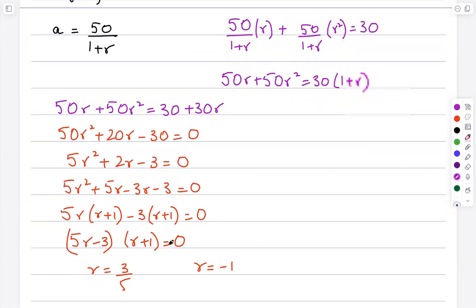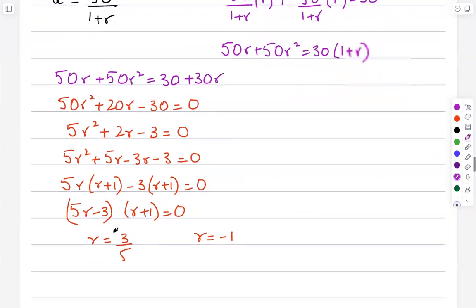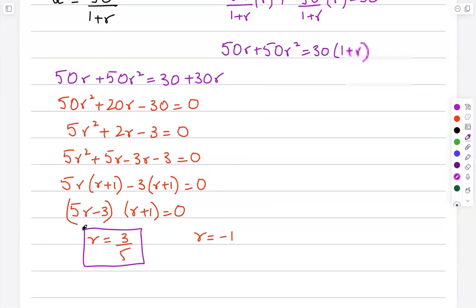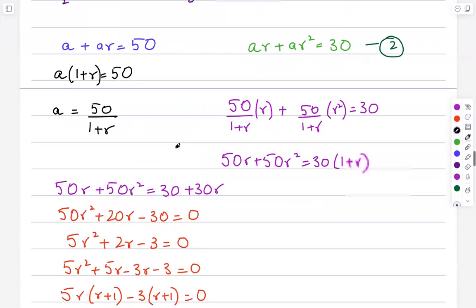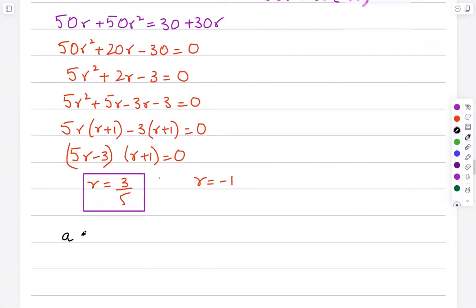Now, r cannot be negative 1, because in that case all the terms would have been the same with opposite signs, which means that the value of r will be 3 upon 5. So once we have the value of r, we can find the value of a, as a was equal to 50 upon 1 plus r. So we can write a equals 50 upon 1 plus 3 upon 5. So that will be equal to 50 divided by, taking the LCM, 5 plus 3, 8 upon 5, or 50 will multiply by 5 and become 125 upon 8.